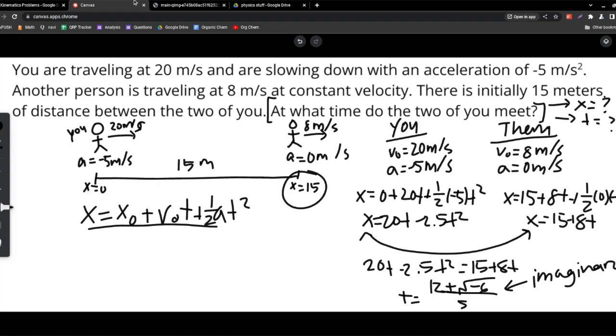If you get t equals a positive number and t equals a negative number, then it's going to be the positive number, because technically you can't have negative time in the context of our physics classes. Anyways, that's going to be it for the simple kinematics problems.